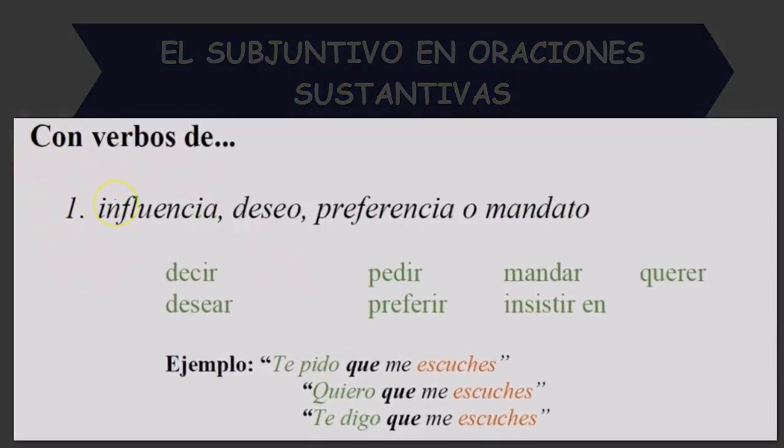Number one is verbs that have to do with influence, desire, preference, or command. What does that mean? It means that if I'm trying to influence you or I'm trying to influence another person, I'm telling you what to do. I'm asking you what to do. I'm ordering you what to do. I want you to do something. You see, I'm trying to influence your behavior.